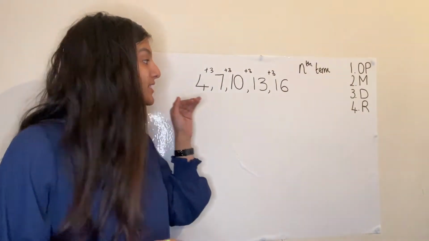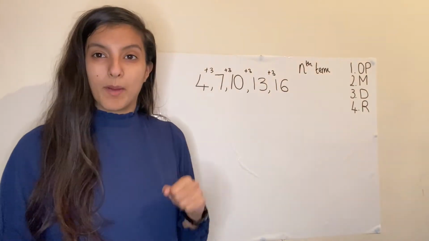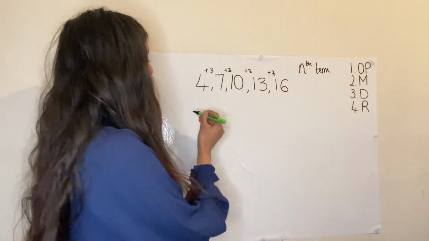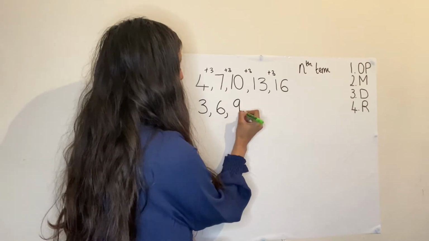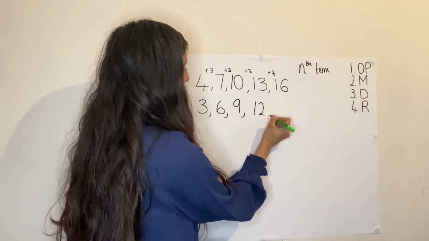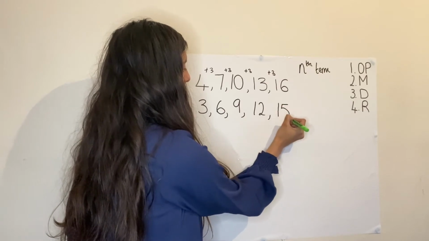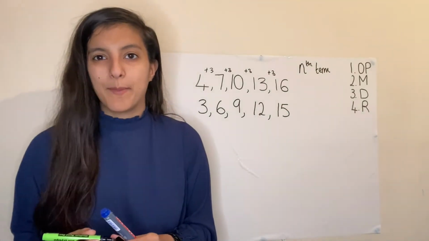So directly underneath my original pattern, I'm going to write my multiples of 3. So 3, 6, 9, 12, and 15. Okay, so now I've done step 2.